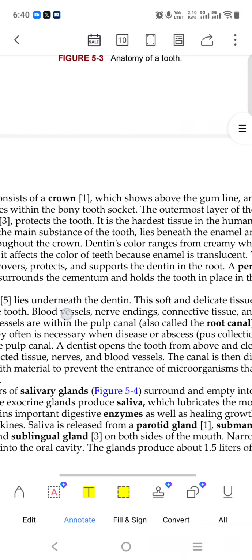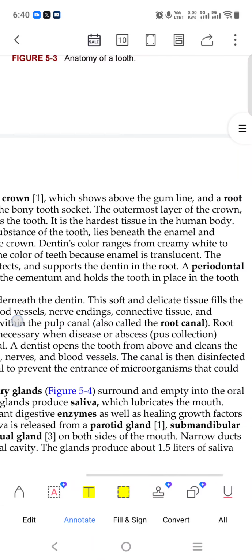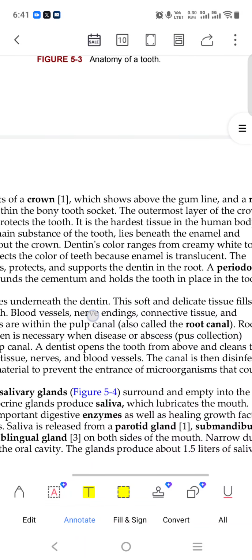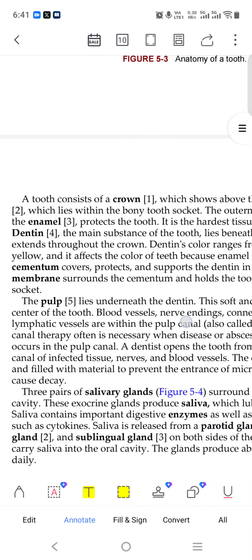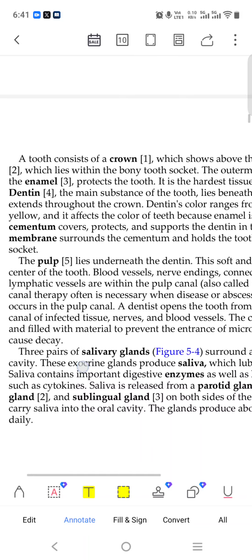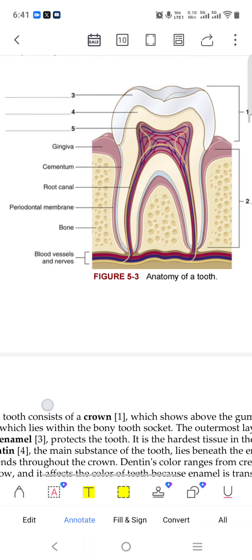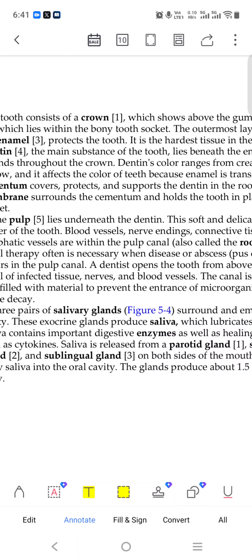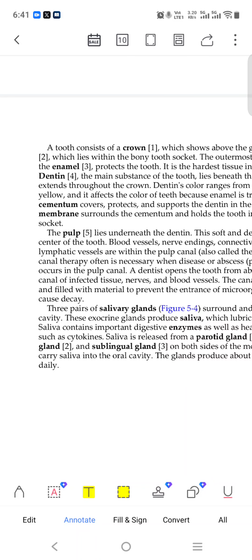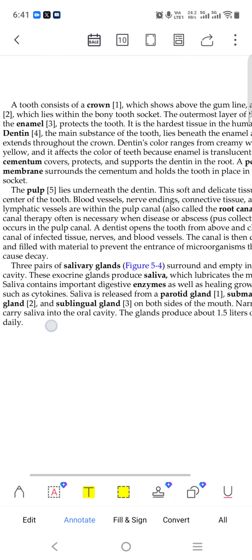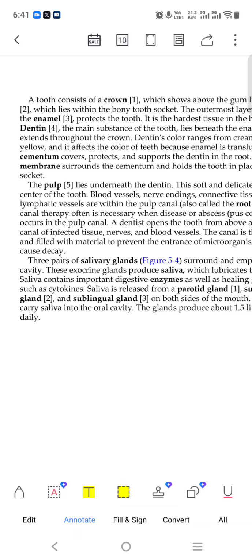Fourth is dentin. It is the hardest tissue in the human body, and dentin, the main substance of the tooth, lies beneath the enamel and extends throughout the crown. Fourth number is dentin. Fifth number is pulp. Pulp is given in this. Pulp is underneath the dentin. So this is the structure of this.